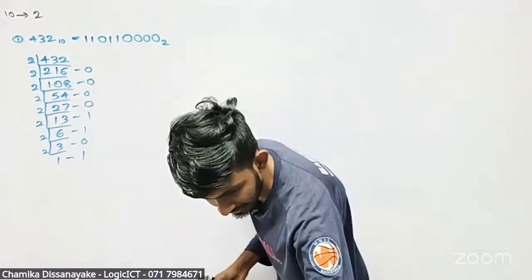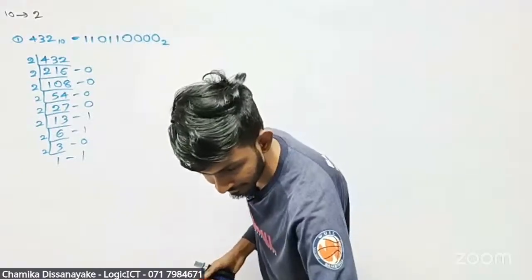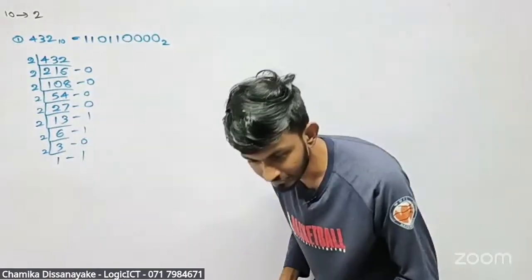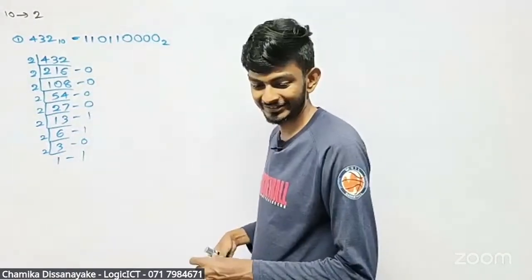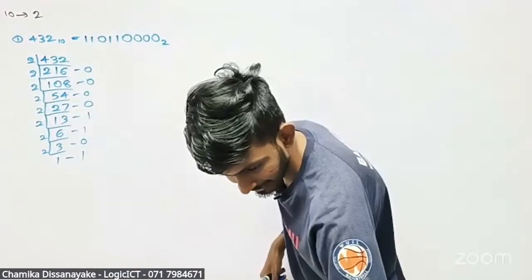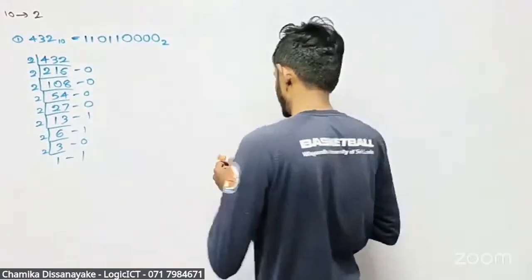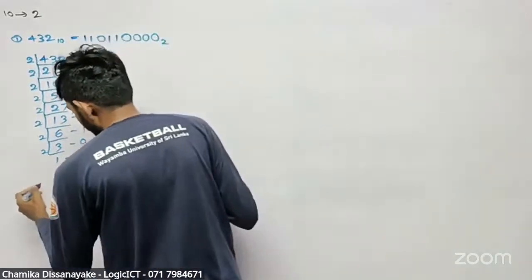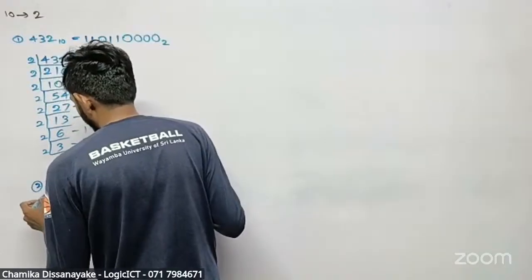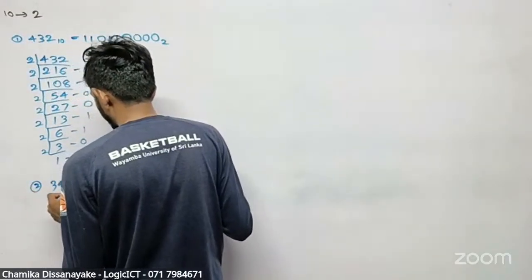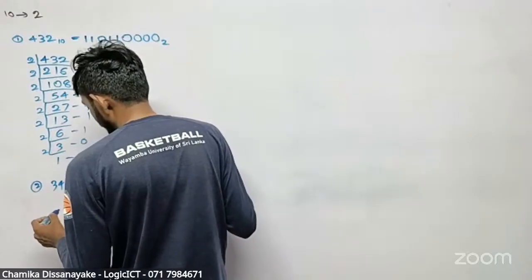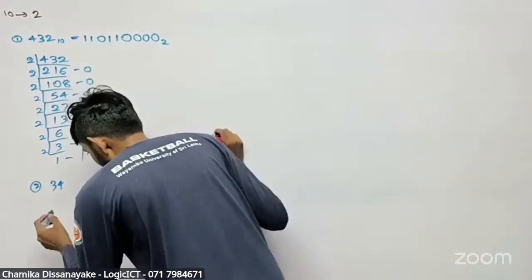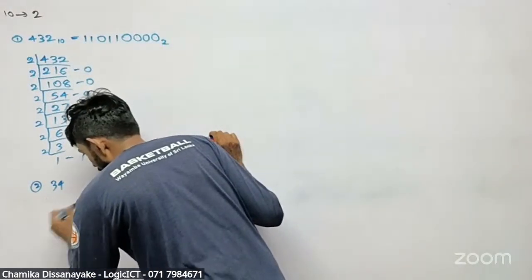And the second one is 34. What is this answer for the second one? Let's see, 34. I'm going to use this space because it is a small number. What we have to do is divide this 34 by 2 again and again until it becomes 0 or lower than 2.